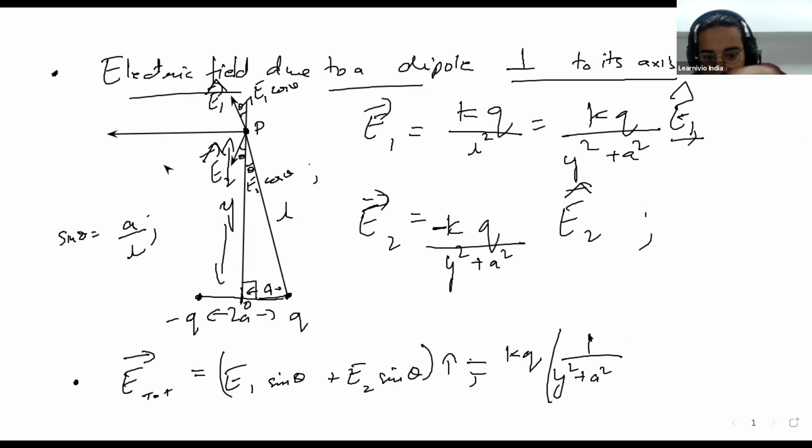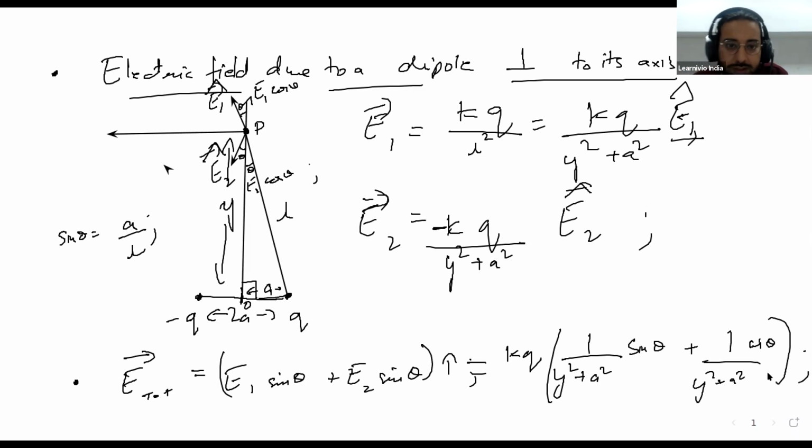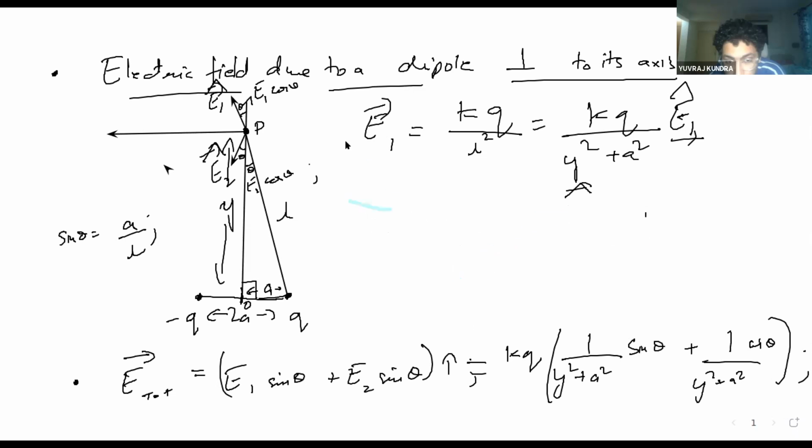So these two are essentially the same, so they will add up. Let's actually just do it nicely now. So this is the sine theta plus 1 over y square plus a square sine theta. So this will just be twice of this whole thing. Let me just move these to put some space.